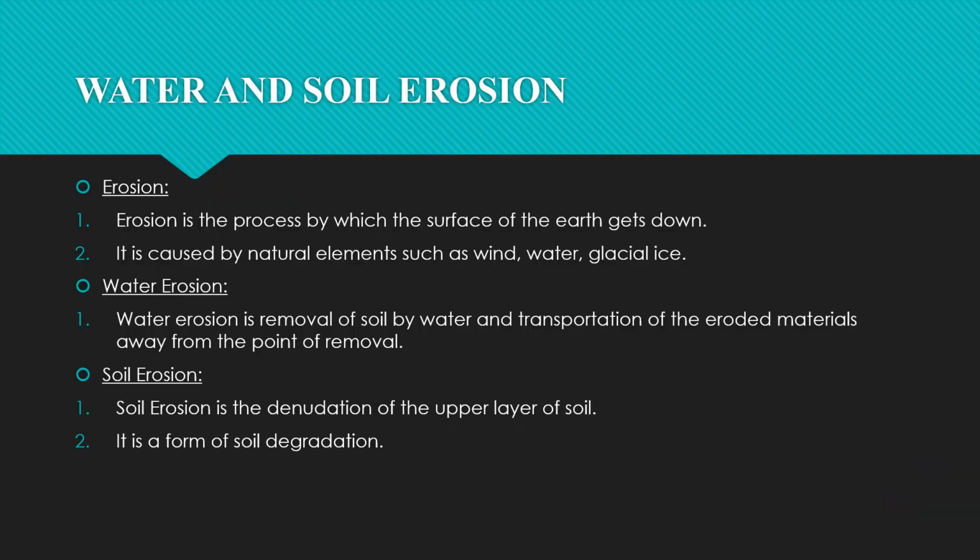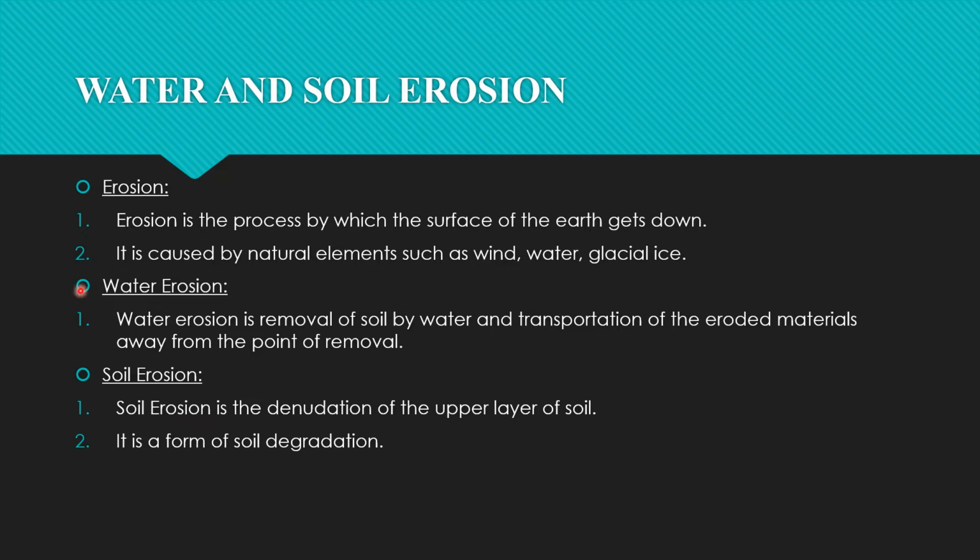Let us discuss the water and soil erosion. Before discussing what water and soil erosion is, we will see the meaning of erosion. Erosion is the process by which the surface of the earth gets worn down, the process of eroding or being eroded by water or other natural agents.